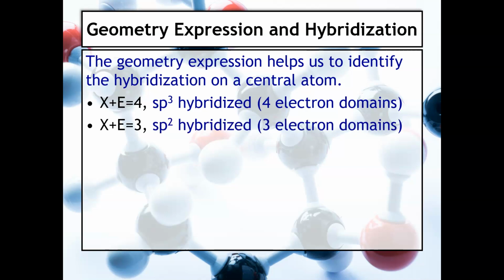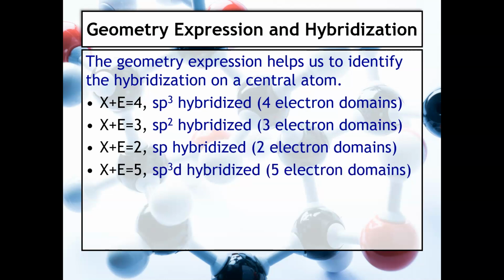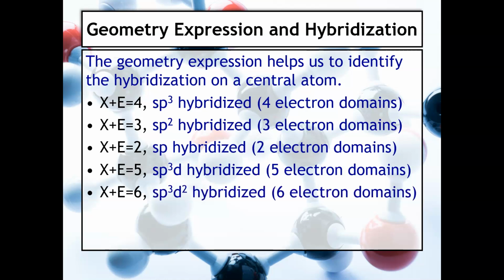If you have terminal atoms plus an electron domain equals 3, then this is going to be sp2 hybridized because there are 3 electron domains. If these 2 things equal 2, then it's considered sp hybridized. And then if you've got an x plus an e equal to 5, then that's going to be sp3d hybridized. So that would be 5 electron domains. And then finally, for 6, it would be sp3d2 hybridized for 6 electron domains. So all you literally have to do is just count the number of electron domains, and that will help you figure out what the hybridization is.